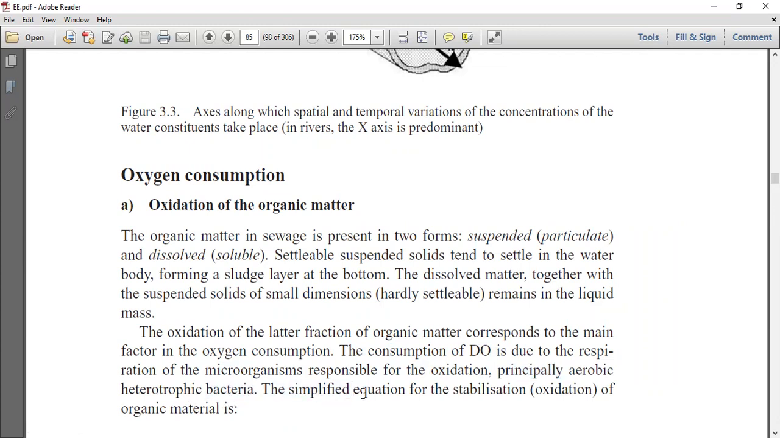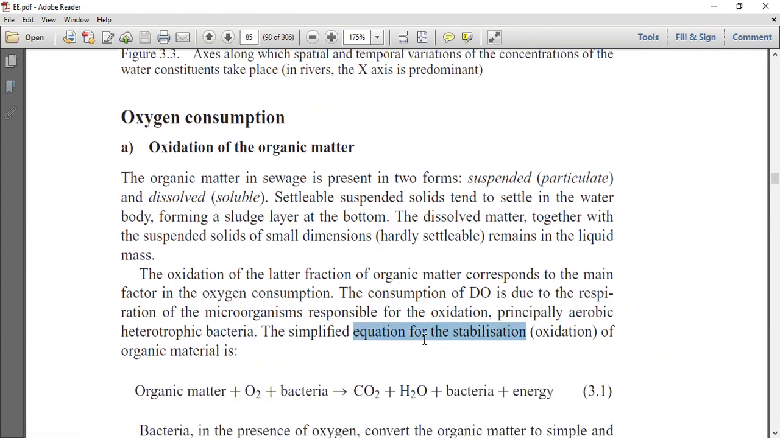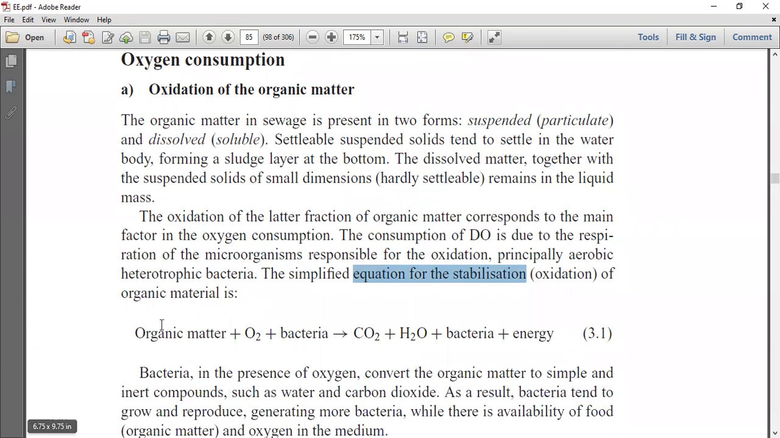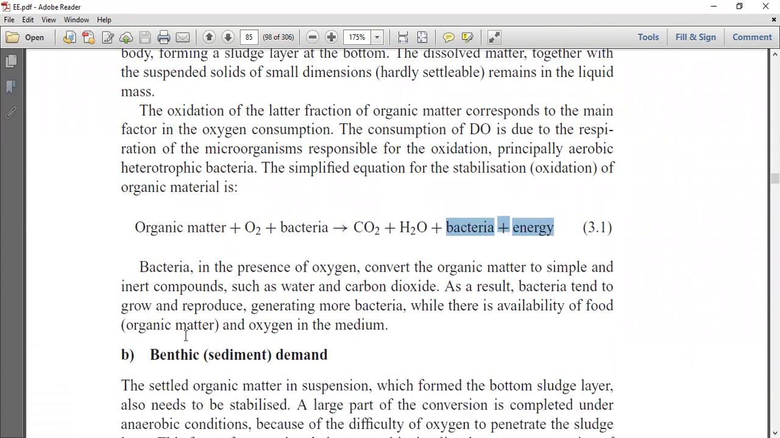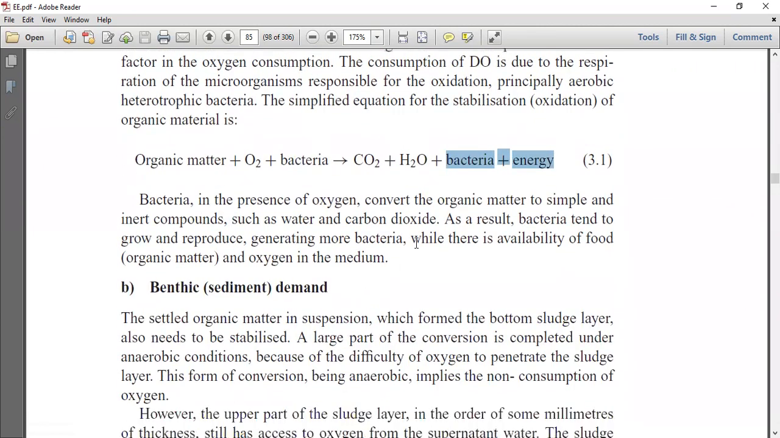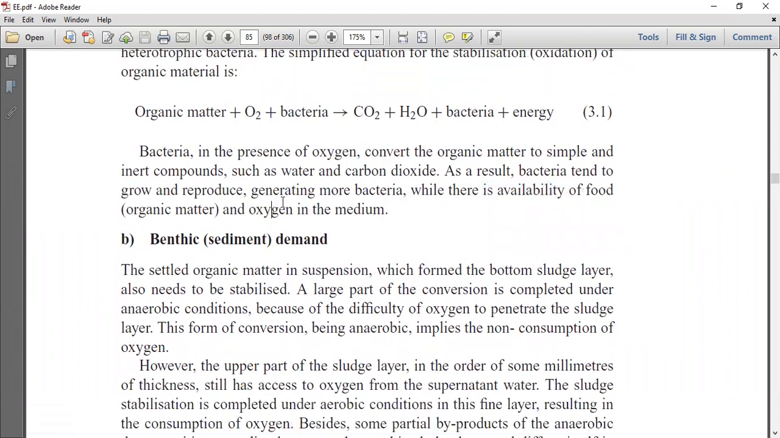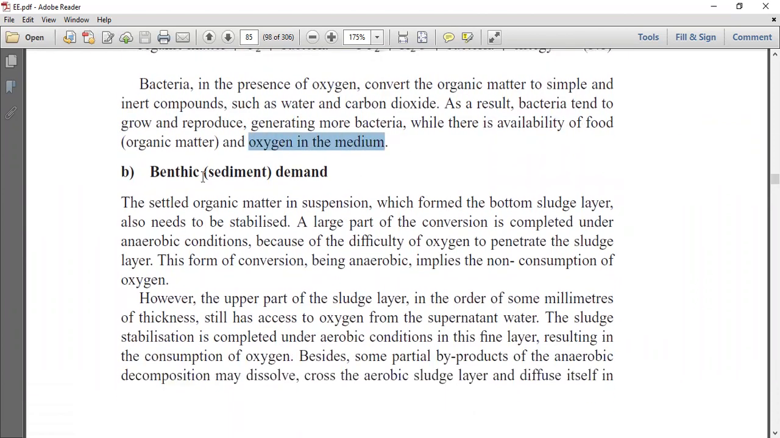heterotrophic bacteria. The simplified equation for the stabilization of the organic material is: organic matter plus O2 plus bacteria gives CO2 plus H2O plus bacteria plus energy. Bacteria in the presence of oxygen convert the organic matter to simple and inert compounds such as water and carbon dioxide. As a result, bacteria tend to grow and reproduce, generating more bacteria while there is availability of food and oxygen in the medium.